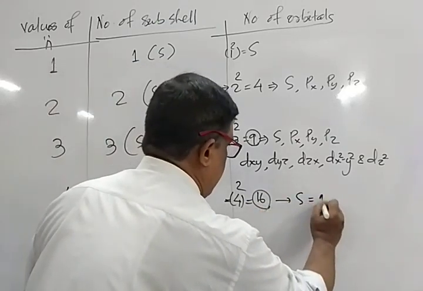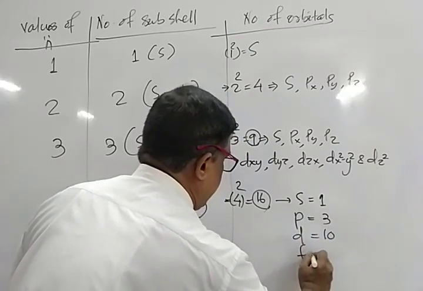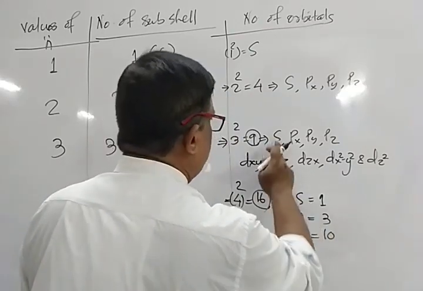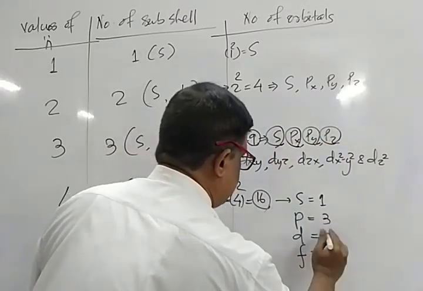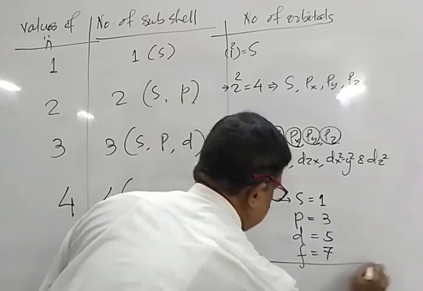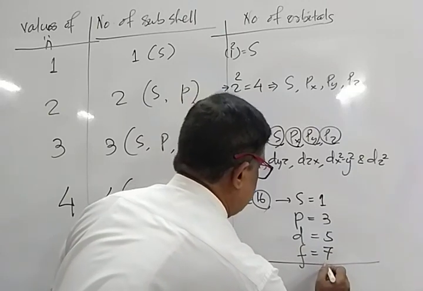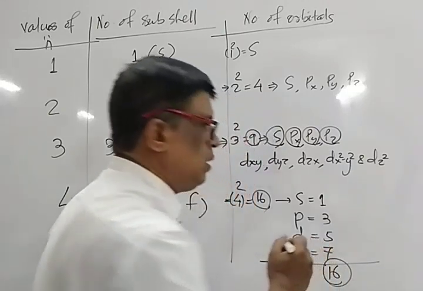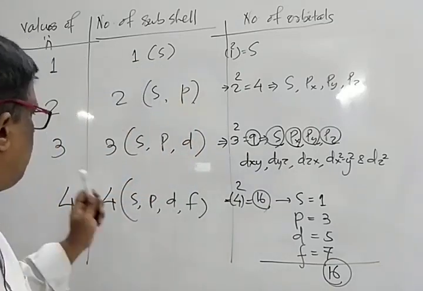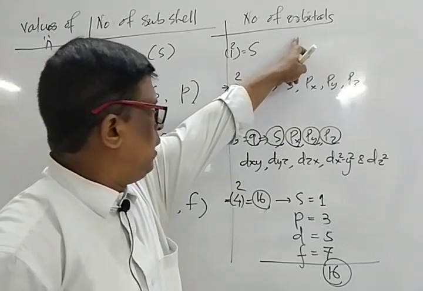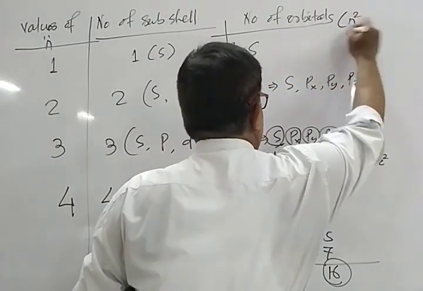For S it is 1, for P it is 3, for D it is 5, for F it is 7 orbitals. Add this, total is equal to 16 orbitals. That means the principle says that the total number of orbitals present in a shell is known as n square.